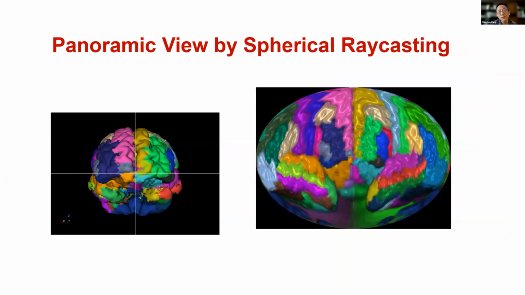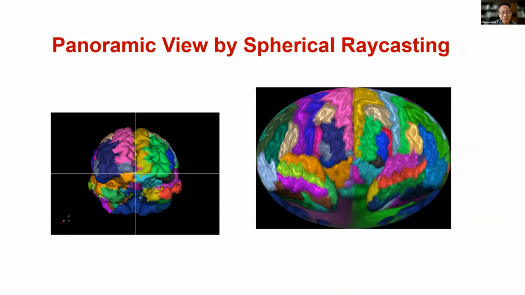One of the innovative algorithms we developed here is new. So essentially, how do you visualize the whole brain? Because the brain is a volumetric object. You look at the brain, you only see the outside. So how do you see the inside as well as the outside, and how do you see it in one picture? So we use something called a panoramic view of spherical raycasting algorithm.